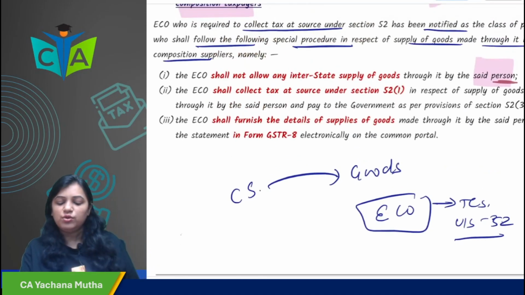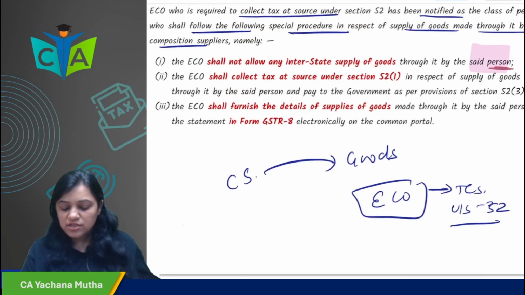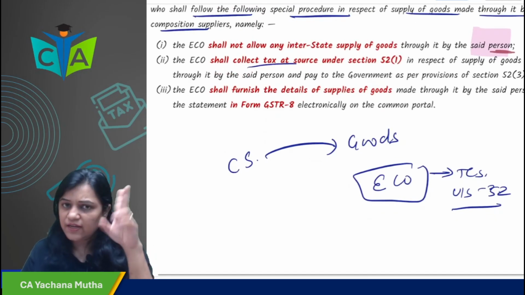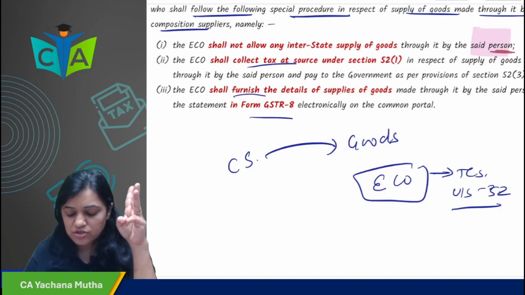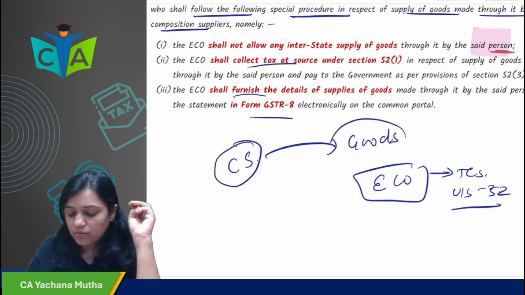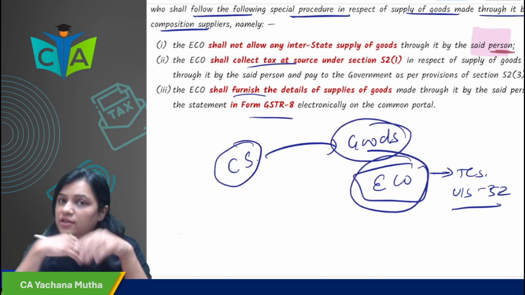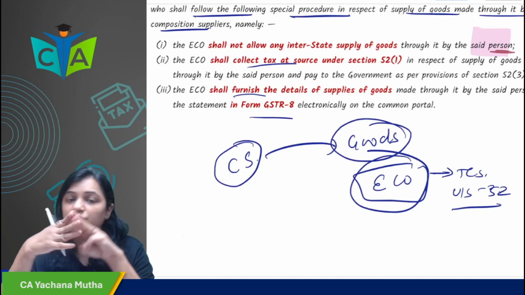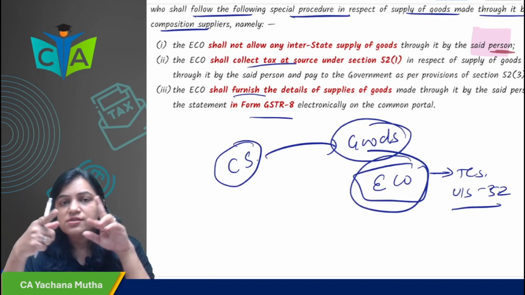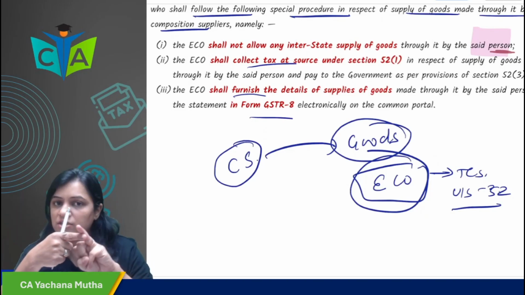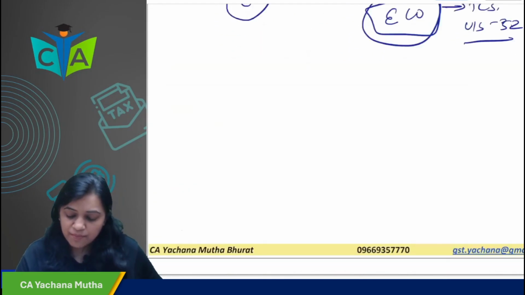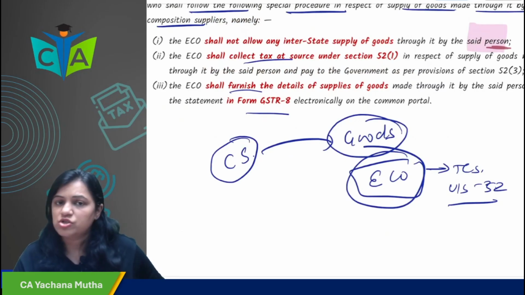So there are three things that ECO has to ensure. First, he shall not allow any interstate supply of goods. Second, he shall collect TCS. Third, he has to furnish the details in GSTR 8. When any composition dealer is supplying goods through ECO, which is required to collect TCS, then only three things he has to ensure. ECO first, interstate supply not made through it. Second, he should collect TCS, and third, he should furnish details in GSTR 8. Okay, so this was a very simple but very important chapter, the composition scheme.